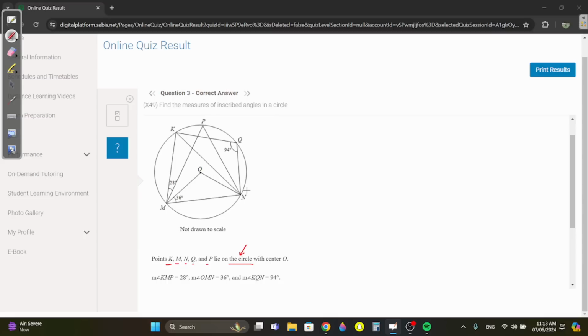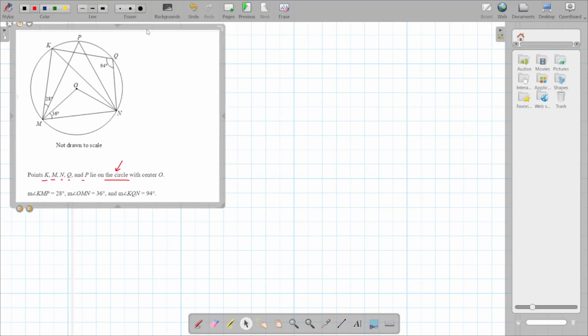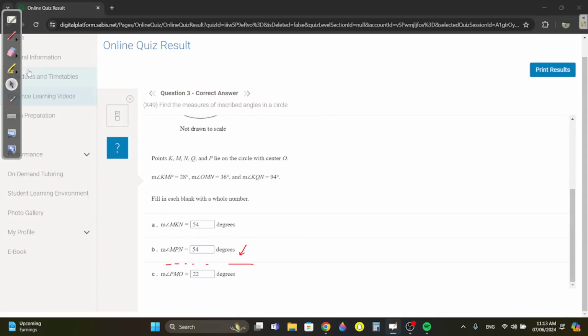When they say lie on the circle, you remember when you have any circle and you have a quadrilateral with all four endpoints on the circle, we call this quadrilateral cyclic. What are the characteristics of a cyclic quadrilateral? Opposite angles are always supplementary, so they add up to 180. So I'm gonna add this to a new page. That's always something you want to pay attention to.